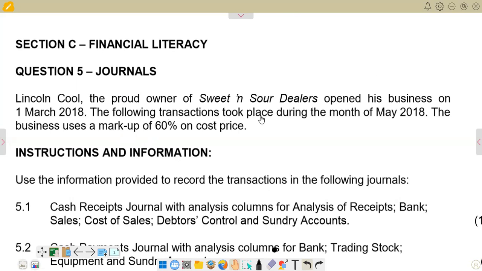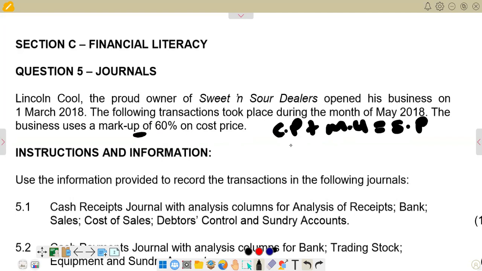2018. The following transactions took place during the month of May 2018. Business uses a markup of 60% on cost price. So what does it mean? When we are saying markup, remember we have a formula that we are supposed to know, that the cost price plus our markup will give us our selling price. So the markup is an addition on the cost price to give you the selling price.